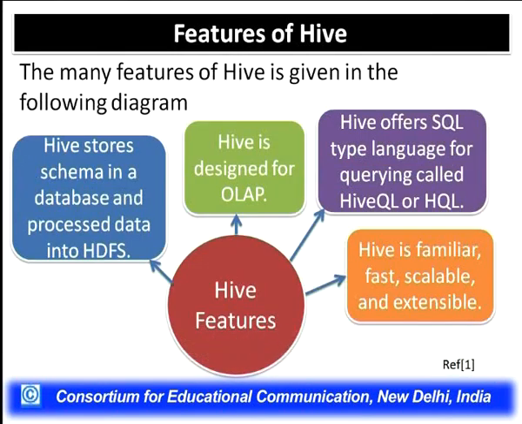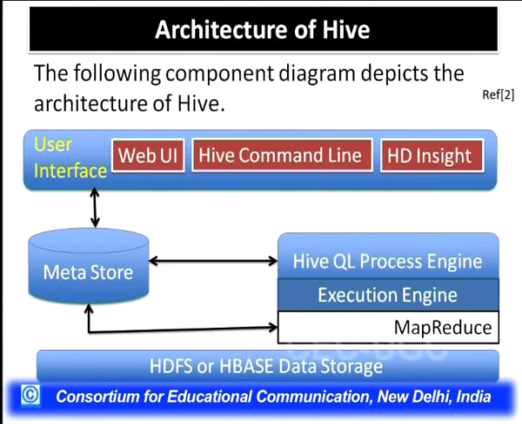Now, these are some of the features of Hive in general. Let's have a look at the kind of architecture which Hive offers. Firstly, Hive provides users with a user interface through which they can access and query the data. The user interface can be in the form of a web UI, a Hive command line, or HD Insight. Whenever a query is fired, it is fired via the user interface by any of the three.